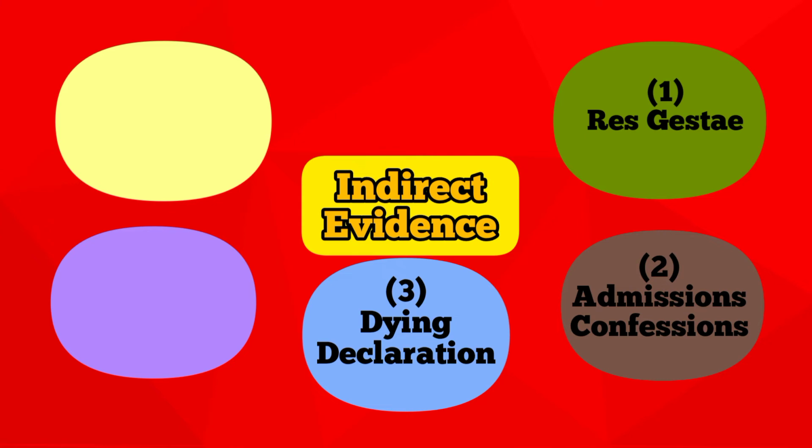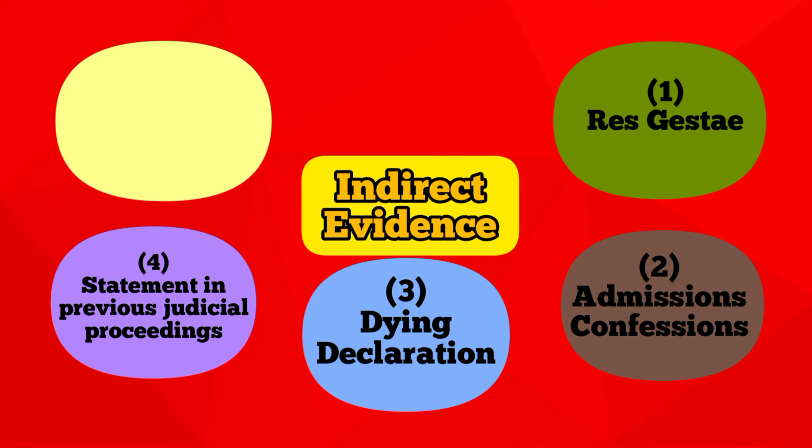That dying declaration is an admissible piece of evidence if the police officer or the doctor in front of whom it is made appears in the court and gives evidence. So this is also indirect evidence, but it is admissible. It is provided under the exceptions to hearsay. Statements given in previous judicial proceedings are also admissible, despite being indirect evidence. Similarly, the opinion of experts.